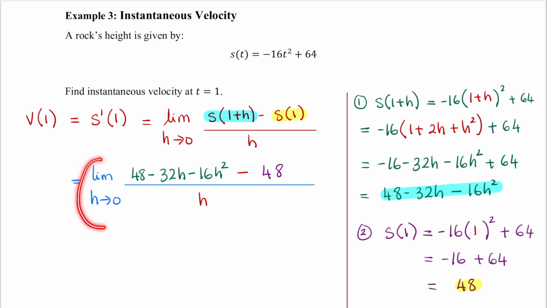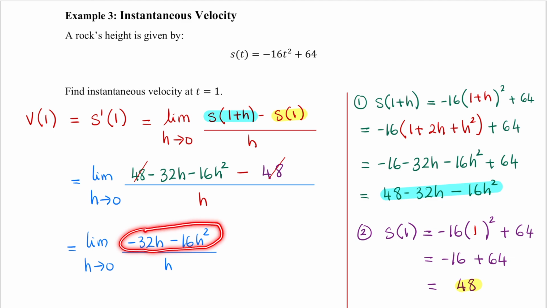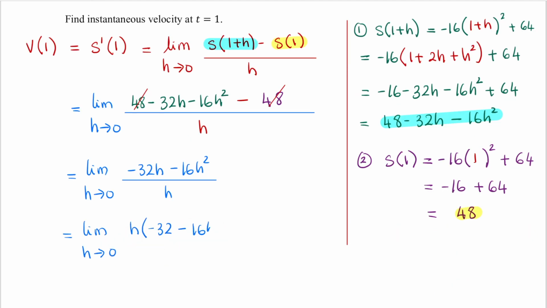So I have the limit as h approaches 0 of 48 minus 32h minus 16h squared minus 48, all over h. Next, I need to simplify the numerator. 48 minus 48 is 0. So in the numerator, I'll have negative 32h minus 16h squared, all over h. We factor out h from the numerator, and then we'll cancel h.